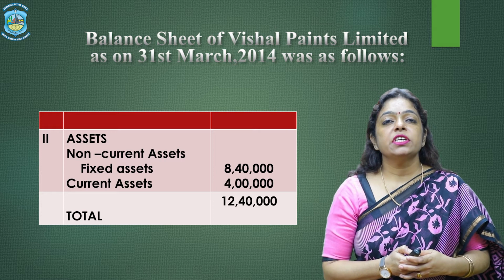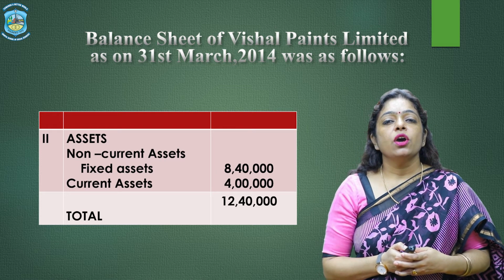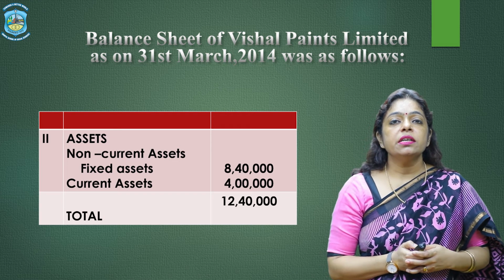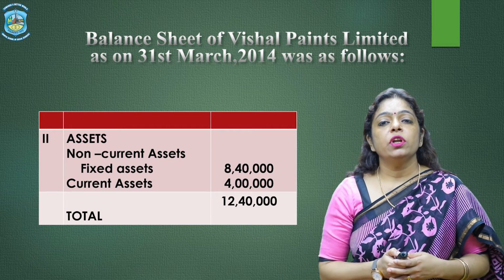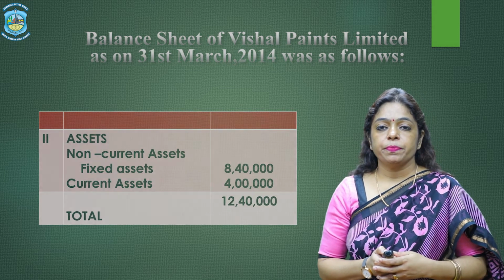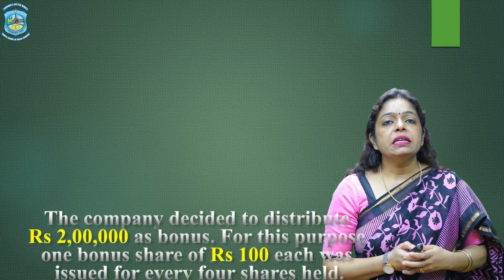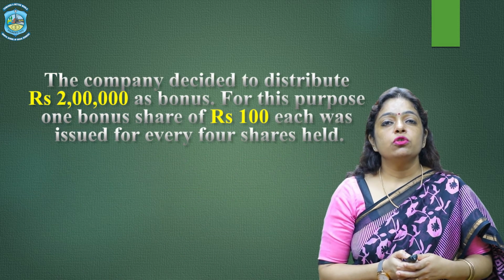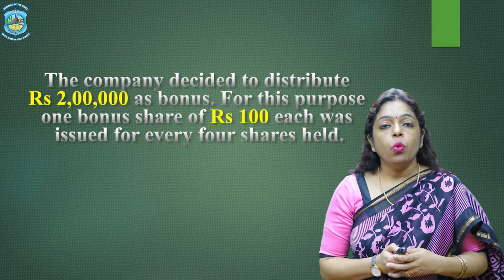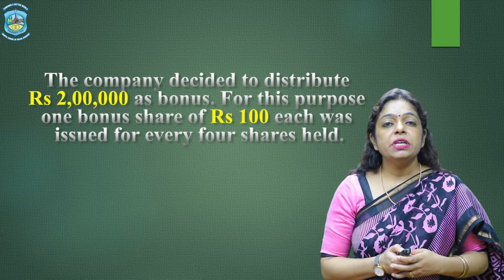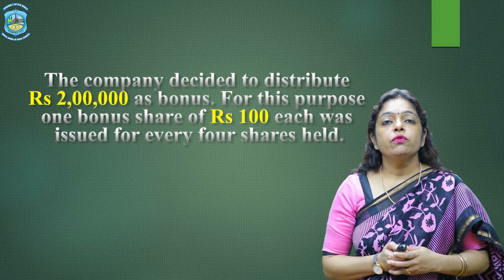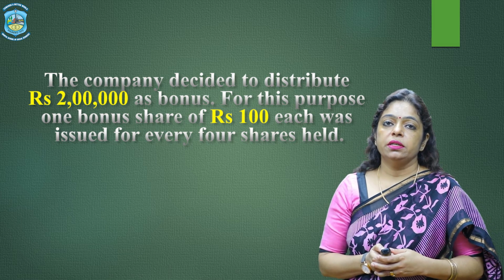Under assets, we have non-current assets. Under that, we have fixed assets, and under fixed assets, the amount is 8,40,000. And current assets, the amount is 4 lakhs. And the total of assets is 12,40,000. The company decided to distribute 2 lakhs as bonus. For this purpose, one bonus share of rupees 100 each was issued for every 4 shares held.